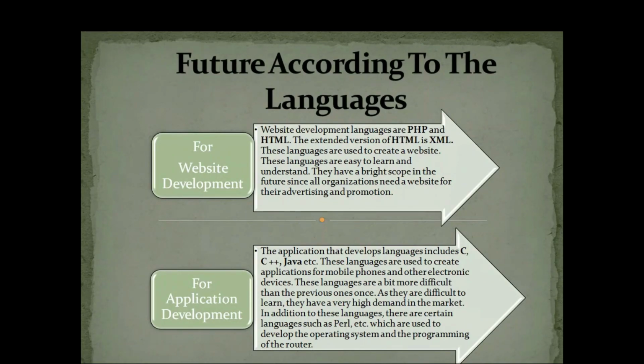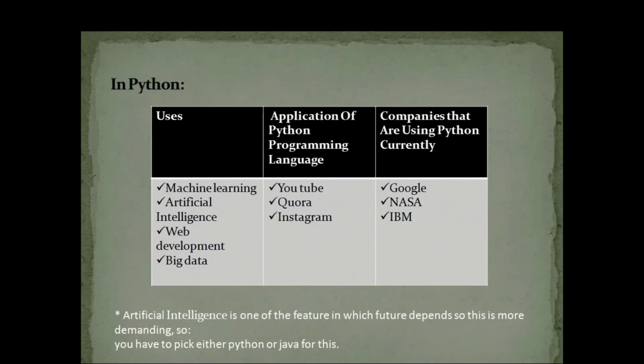So now come to the next language, which is Python. What are the uses of Python? I made this table for you so you can easily understand what the applications of Python are, and the companies that are using Python currently. Machine learning, artificial intelligence, web development, big data. You can simply see what applications are made from the Python programming language. Companies that are using Python currently: Google, NASA, IBM. Google is also working with Java.